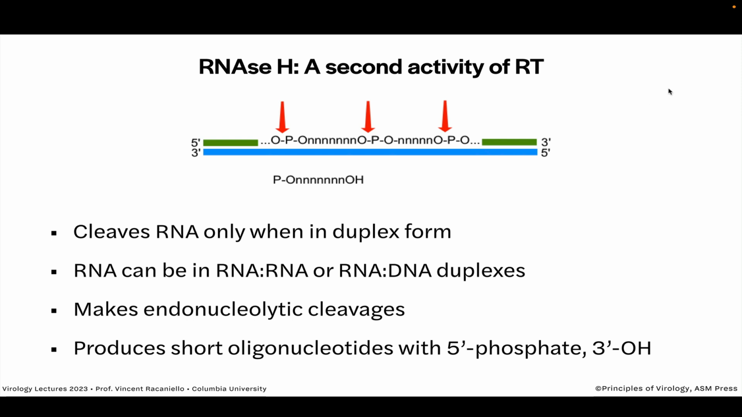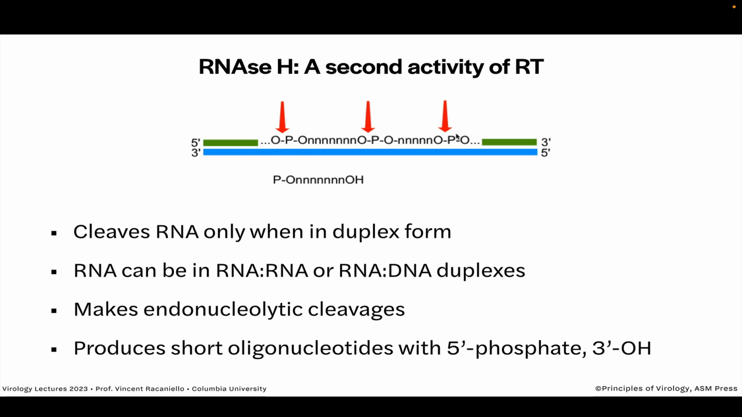RT, reverse transcriptase, does not just copy RNA to DNA. It has a second enzymatic activity called RNase H. RNase H cleaves RNA when it's in duplex form, double-stranded. So it could be RNA-RNA or RNA-DNA duplexes. It will cut either one. It makes what are called endonucleolytic cleavages. That is, it cleaves internally. It doesn't chew in from the ends. That would be an exonuclease.